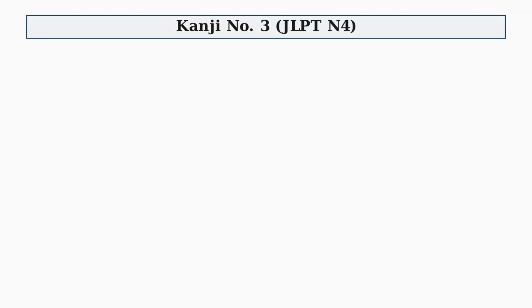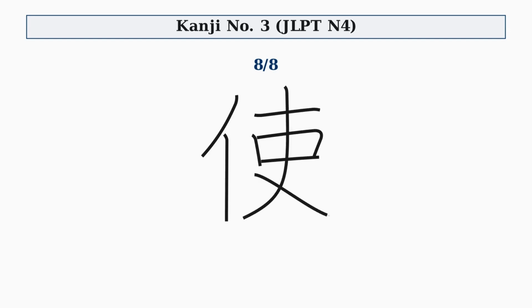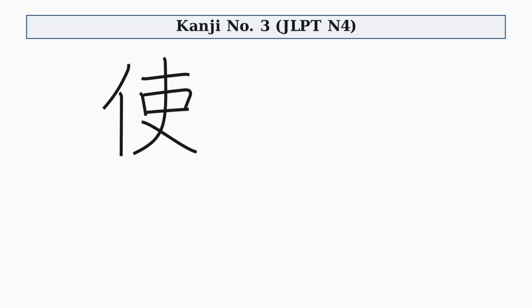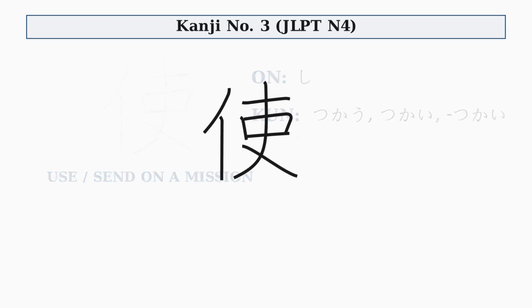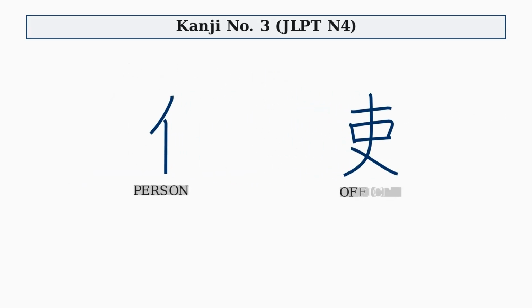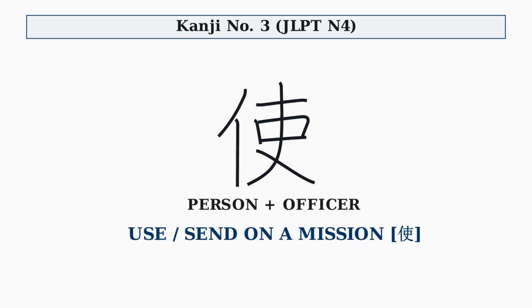Kanji number 3. 使う. This kanji generally means use or send on a mission. The Onyomi reading is シ. The Kunyomi readings are 使う, 使い. This kanji has two parts, person and officer. Together they mean use or send on a mission.